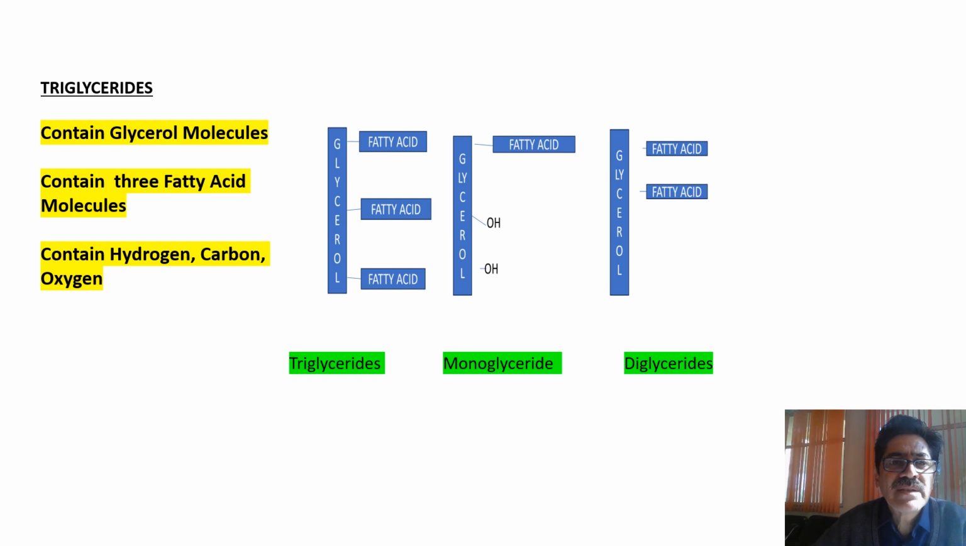Triglycerides basically contain glycerol, that is the backbone. Another important thing about triglycerides, they contain fatty acid molecules, three fatty acid molecules. Thirdly, they contain elements like carbon, hydrogen and oxygen. Now if glycerol is bonded to one fatty acid, then we call it monoglyceride. Similarly, if glycerol is bonded to two fatty acid molecules, then we call it diglyceride. On the contrary, if it is bonded to three fatty acid molecules, then it is a triglyceride.